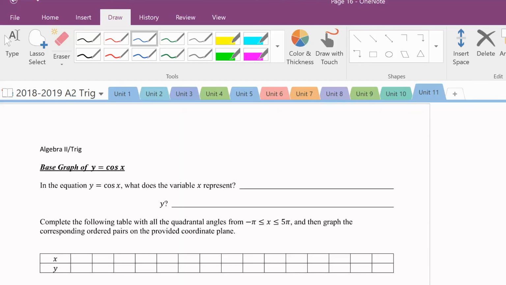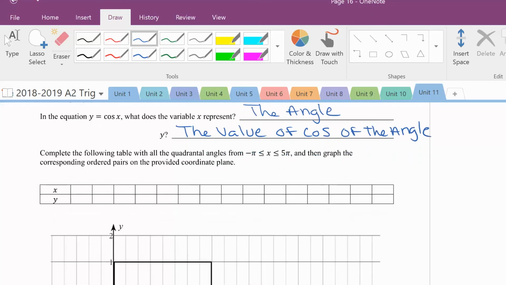All right, so then cosine. Remember, x represents the angle. y represents the value of the cosine of that angle. And we'll do the same thing. We'll make a chart from negative pi to 5 pi. So negative pi over 2, 0, positive pi over 2, pi, 3 pi over 2, 2 pi, 5 pi over 2.